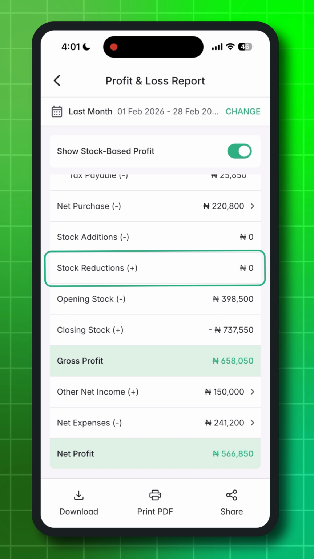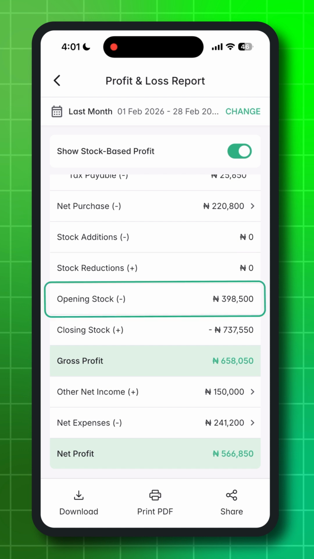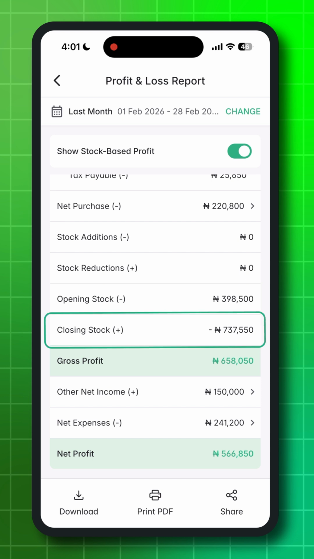Next is opening stock. Opening stock shows the value of inventory available at the beginning of the selected period. This helps the system know how much stock you started with. After that, you will see closing stock. Closing stock represents the value of inventory remaining at the end of the selected period. This ensures that unsold stock is properly considered in the calculation.